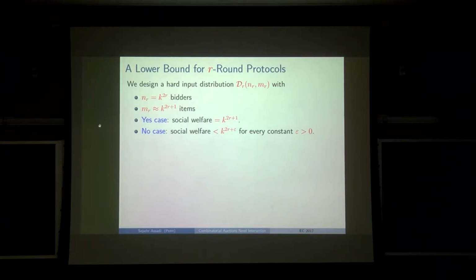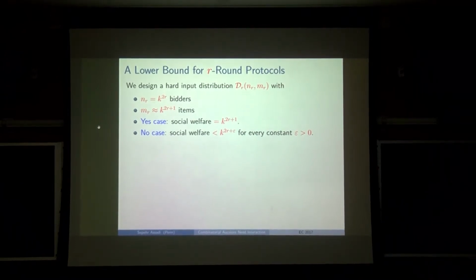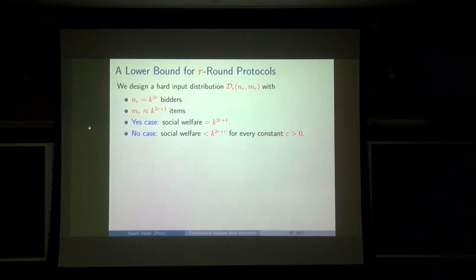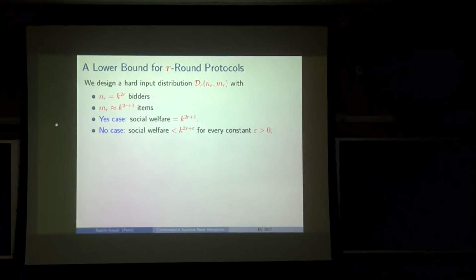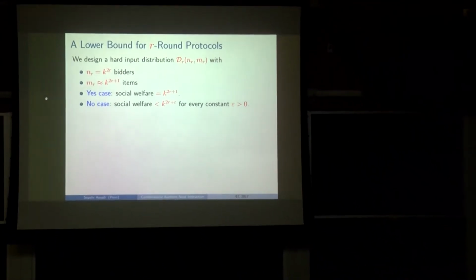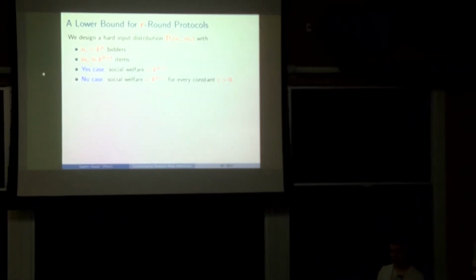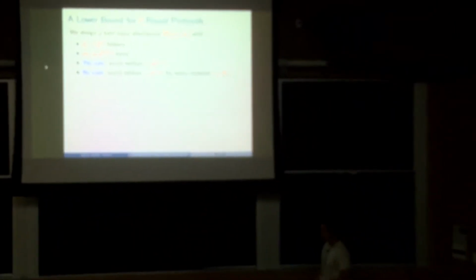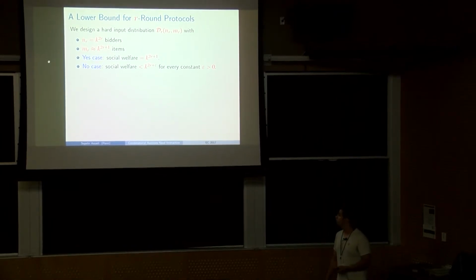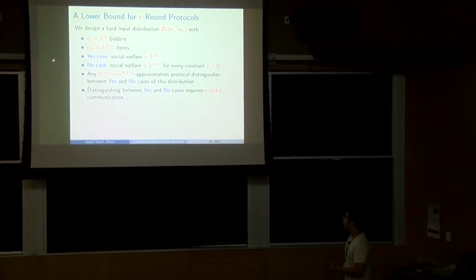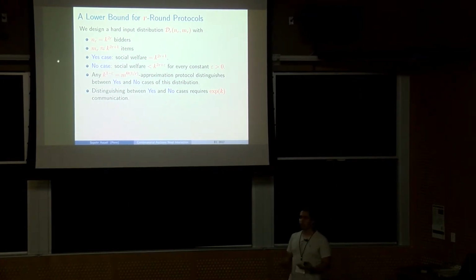So this is going to be a communication complexity lower bound. And the way to do that is we are going to design a distribution which half of the time creates yes instances, half of the time creates no instances, with the property that in yes instances, the value of social welfare is something like m to the 1 over r times larger than in no instances. This means that if you can estimate the value of social welfare, then you are also able to distinguish between yes and no cases of this distribution. And then we are going to show that distinguishing between yes and no cases of this distribution requires lots of communication, something super polynomial.